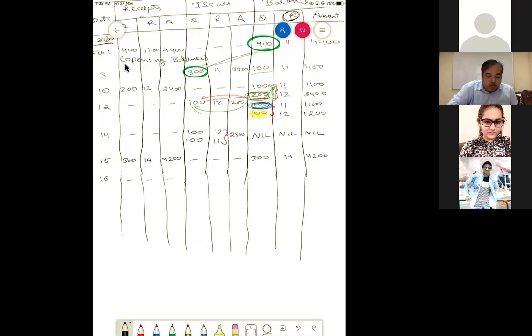So issue you are making on 18 February is of 200. So you do it. See, we are having a balance of 300. So from this 300, we are only issuing 200. So rate would be 14 only. The last in, first out.